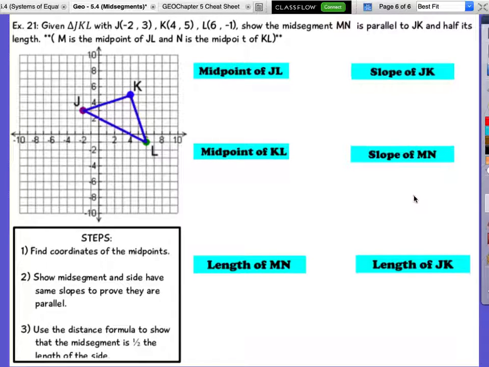So, how would we find the midpoint of JL? Same thing we did last time, right? We add the x's together, divide by 2, add the y's together, divide by 2. So -2 plus 6 divided by 2 for the x's, and for the y's, 3 plus -1 divided by 2. And we simplify.